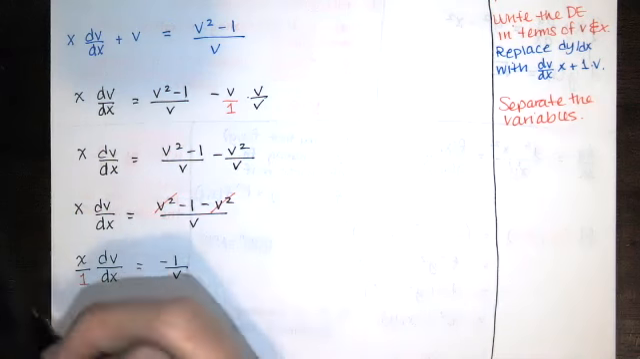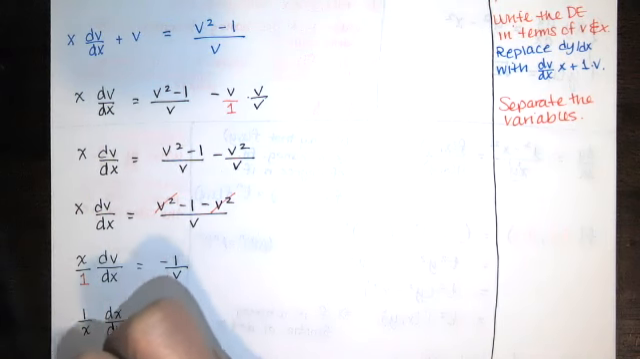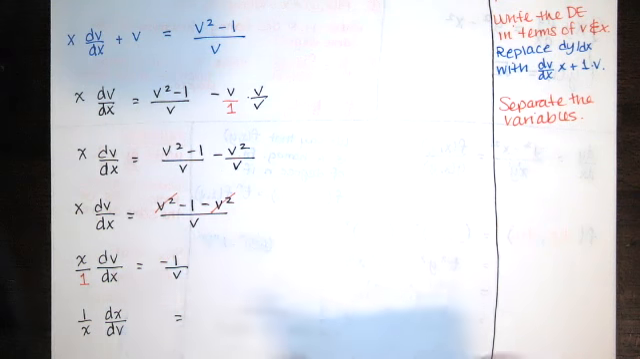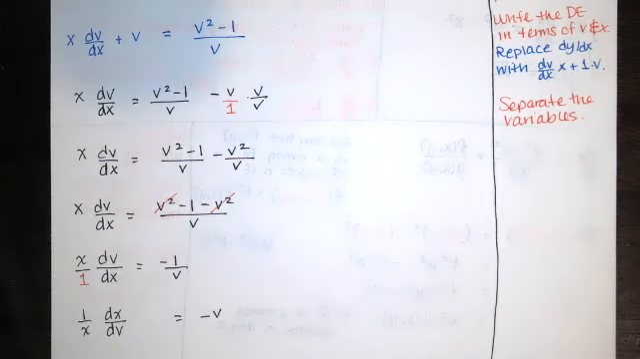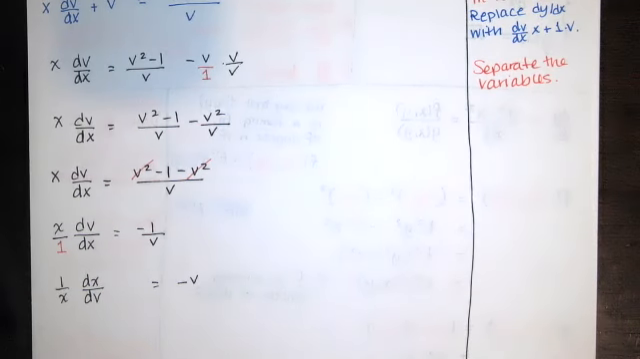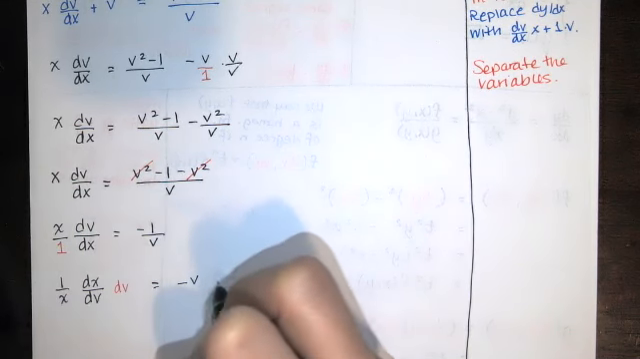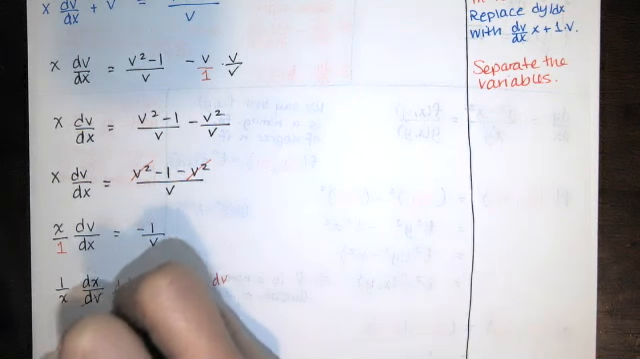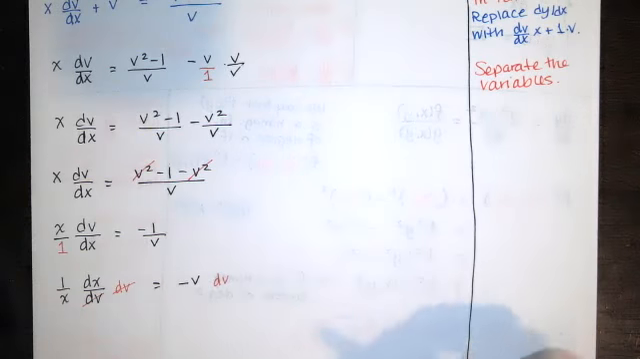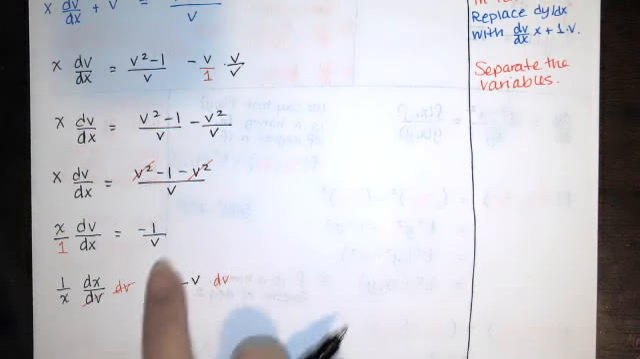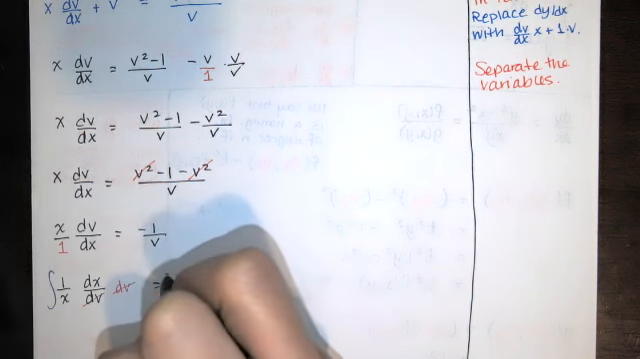Let's flip that and flip that. In other words, we're taking the reciprocal of both sides. And if we take the reciprocal of that side, that's legal as long as we also take the reciprocal of the other side. So we have a negative v, or v divided by negative 1, or negative v. Then let's multiply both sides by dv. And we have that there. And now we've separated the variables. We've got a function of x over here times dx equals a function of v times dv. So we want to anti-differentiate.